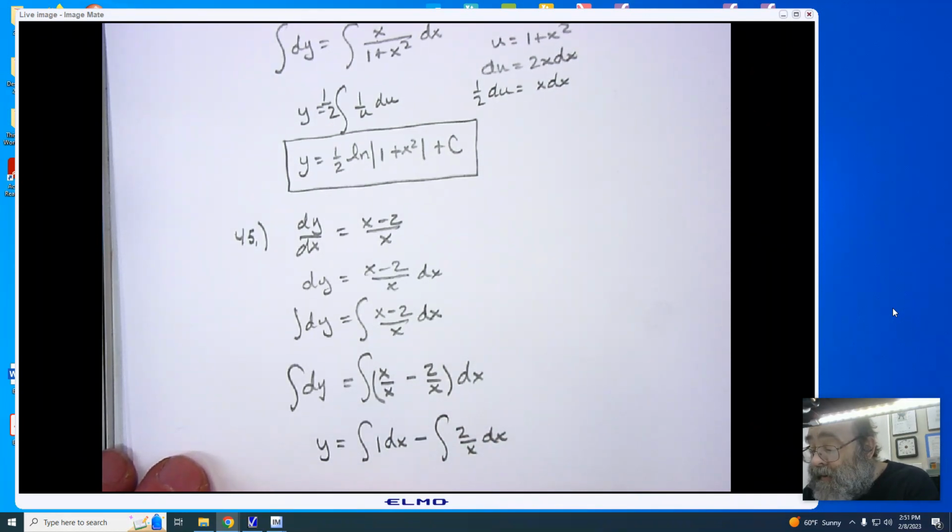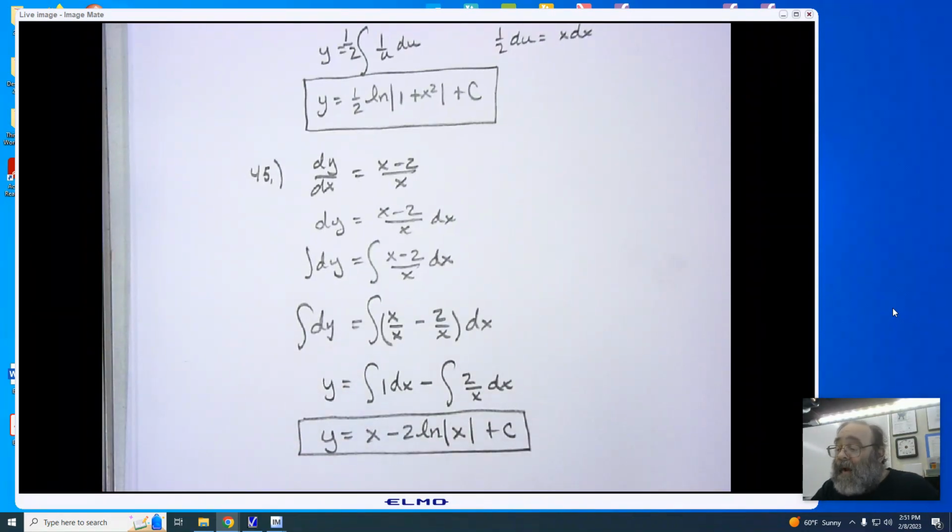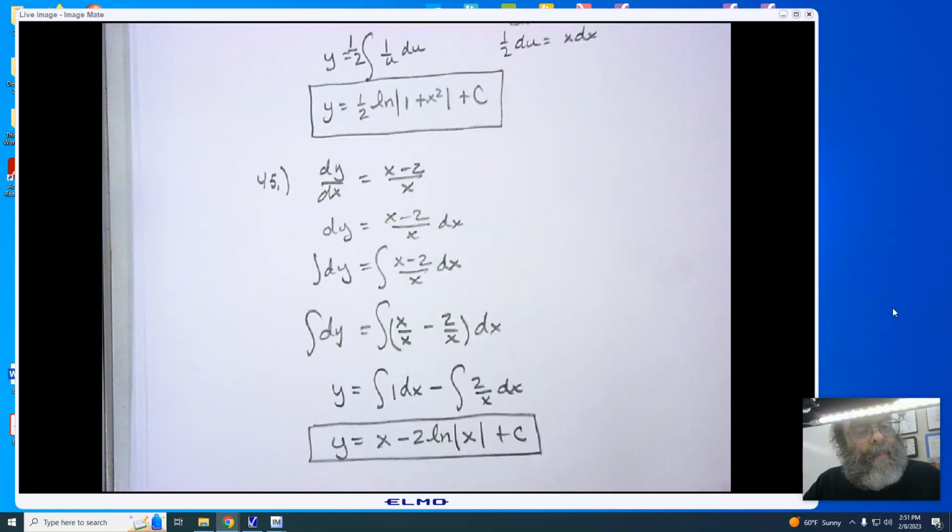So we're now going to write this as y equals x minus 2 natural log of the absolute value of x plus c. Once again, without a specific point on this curve, we have to leave our solution like that. Number 47.